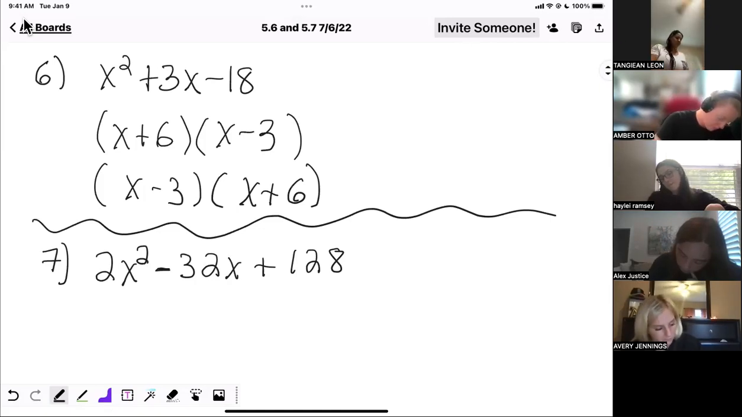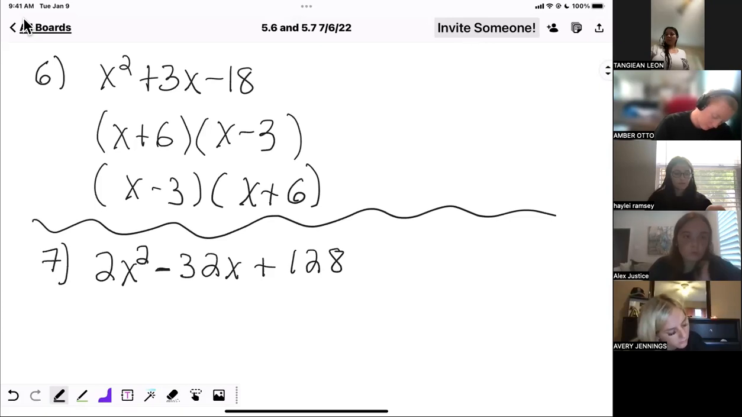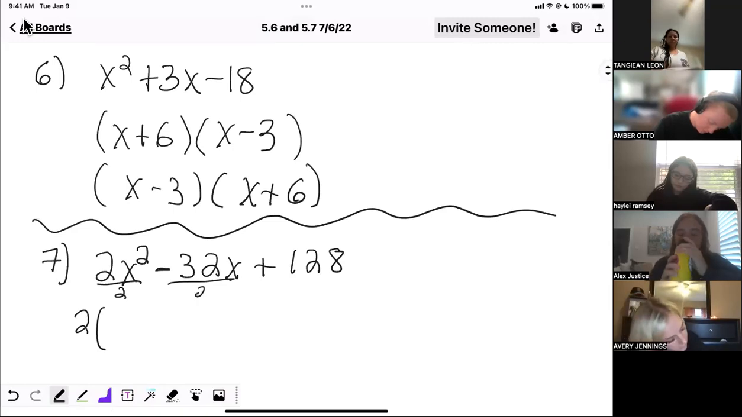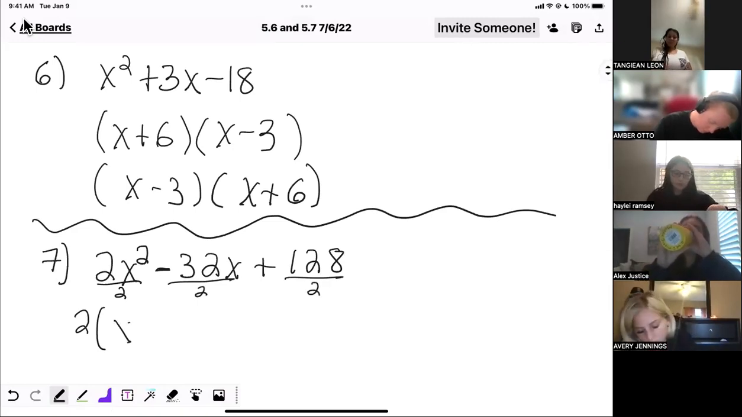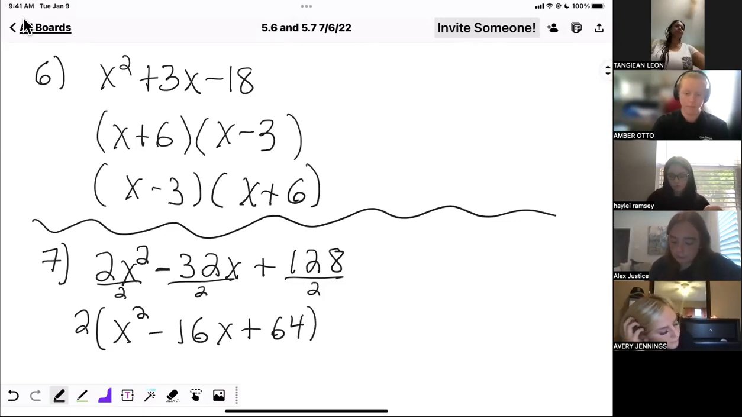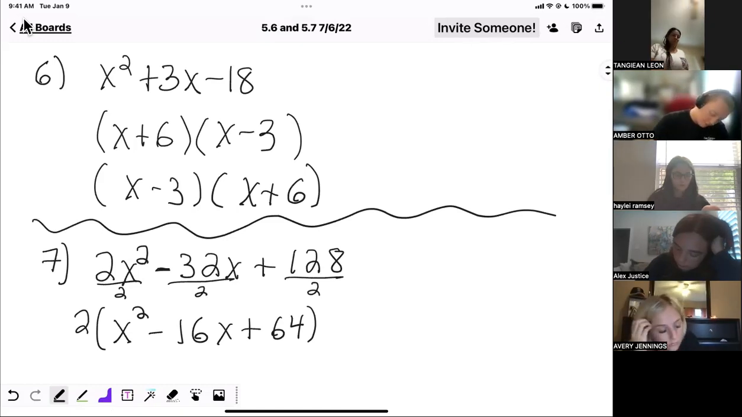All right, so number one, can I factor anything out first? Because the first thing I notice, I see even numbers. I see 2, 32, and 128. I know I can divide them all by 2, so we can take a 2 out. Whether you're doing it before me or after, what you get left behind is 2 parentheses, x squared minus 16x plus 64.